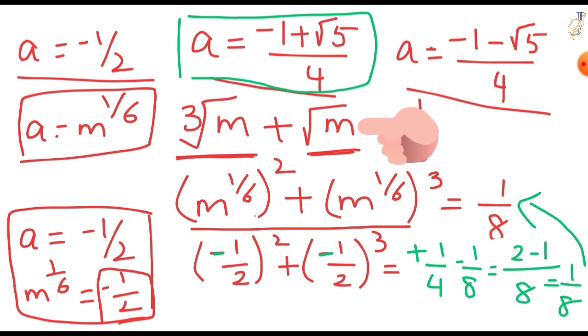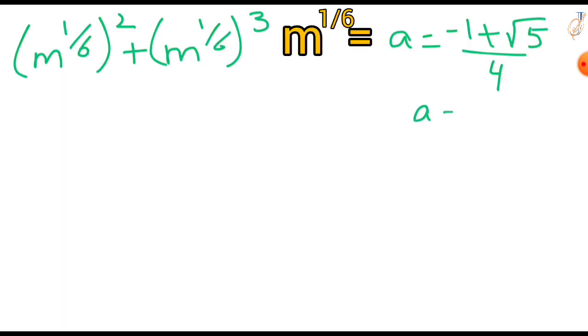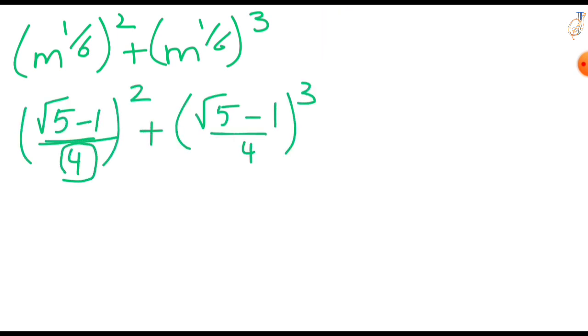So this original equation, cube root of m plus square root of m, we can write it as m power 1 by 6 whole square plus m power 1 by 6 whole cube. Let's take this LHS. This a you can write it as square root of 5 minus 1 by 4. 1 by 4 whole square means 1 by 16.